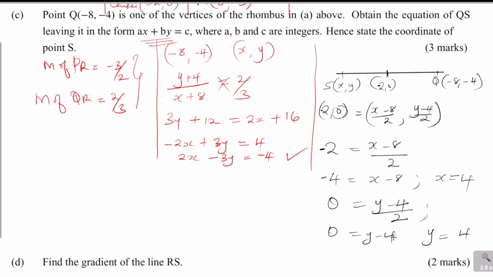And therefore, the point that is required, which is S, is given by x coordinate 4 and y coordinate 4. So we've answered the whole question. We've given the coordinates of point S. Also, we've given the equation of QS. The last question, part D: find the gradient of line RS.